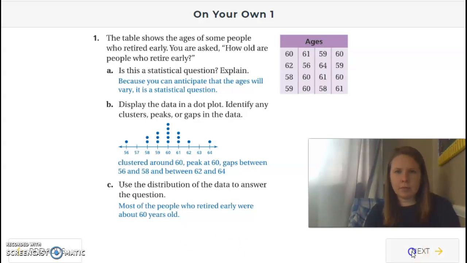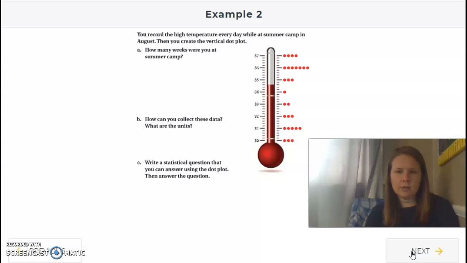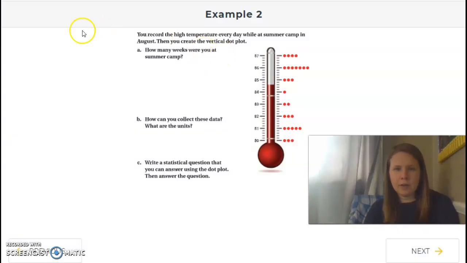I believe we're moving on to example 2. All right, so here is example 2. Example 2 says you record the high temperatures every day while at summer camp in August. Man, guys, I can't read today. When you can, then you create the vertical dot plot.